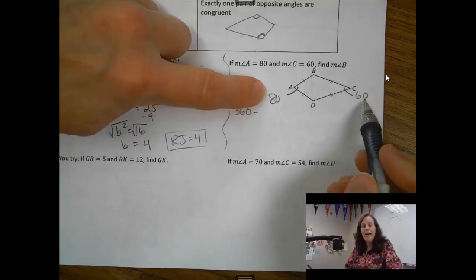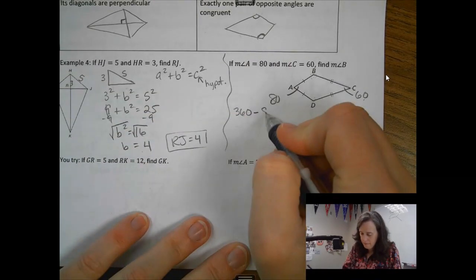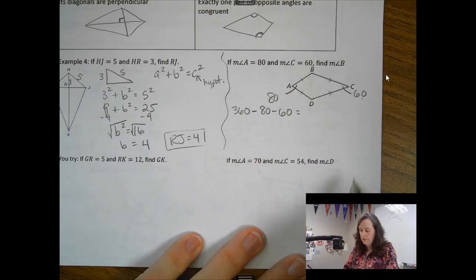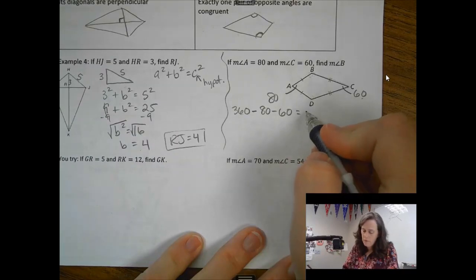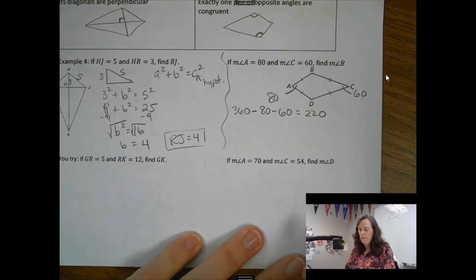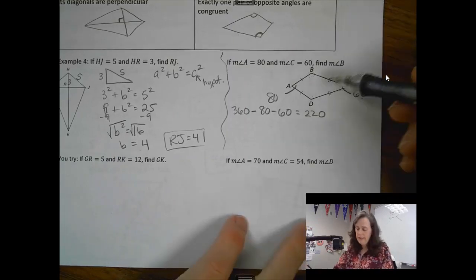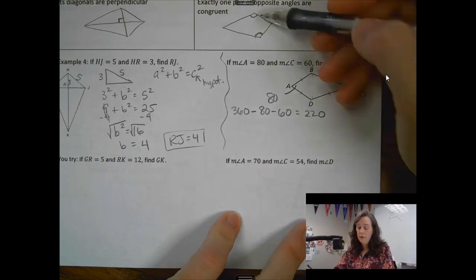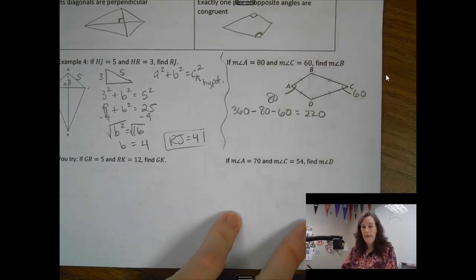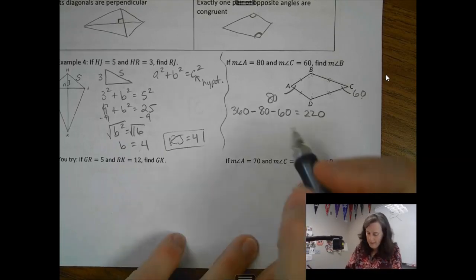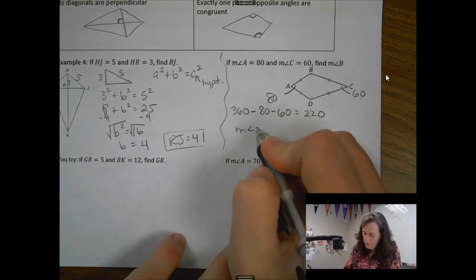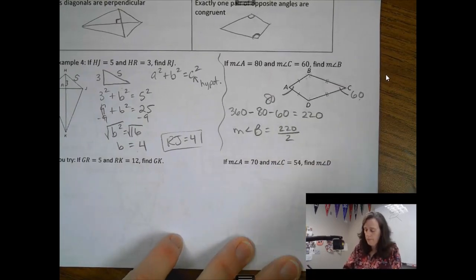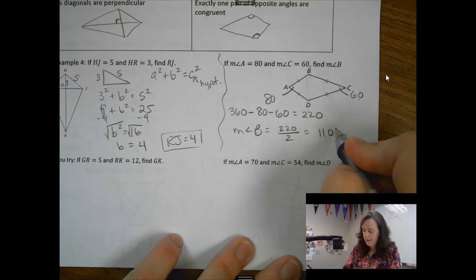And then if we subtract out the 2 they gave us, what's left? 360 minus 140 is 220. So we have 220 degrees left for B and D, and they match exactly. They are congruent. So how can we figure out what one of them is? Okay, I like that. Measure of angle B is equal to 220 divided by 2, which is 110 degrees.